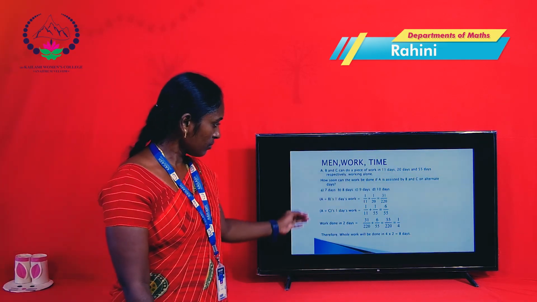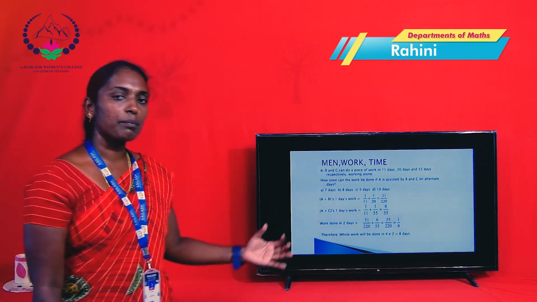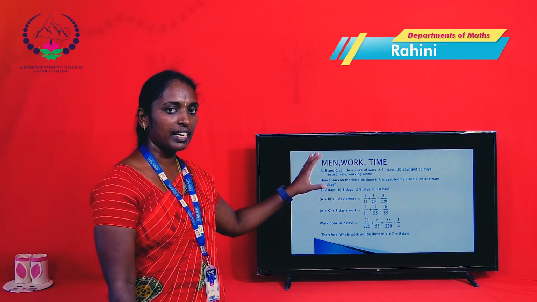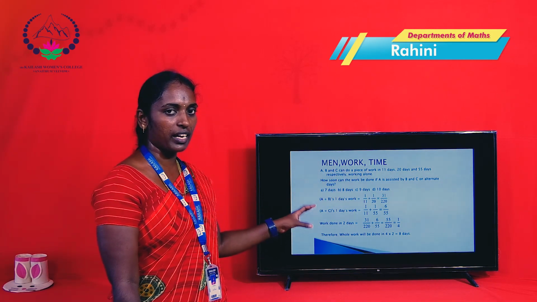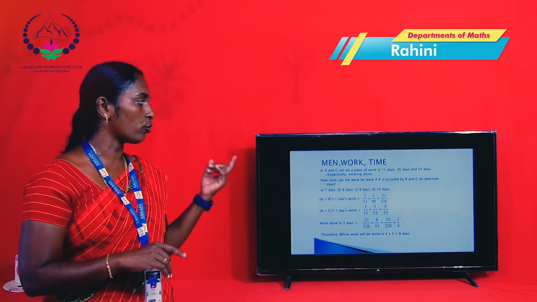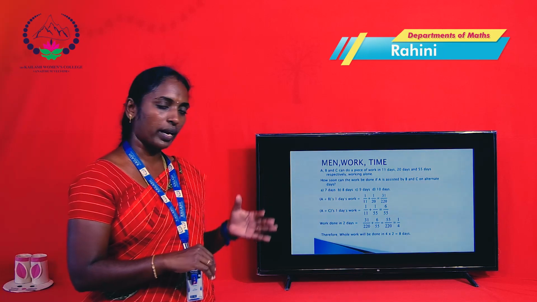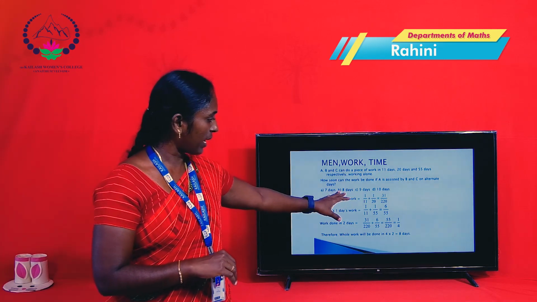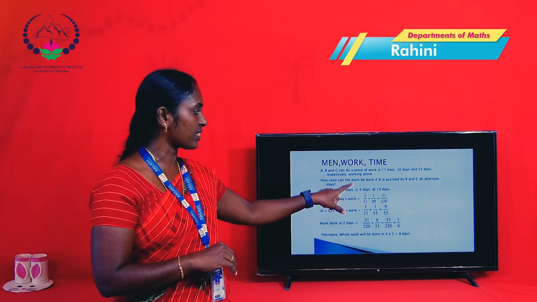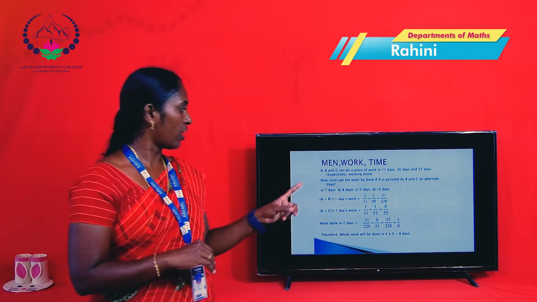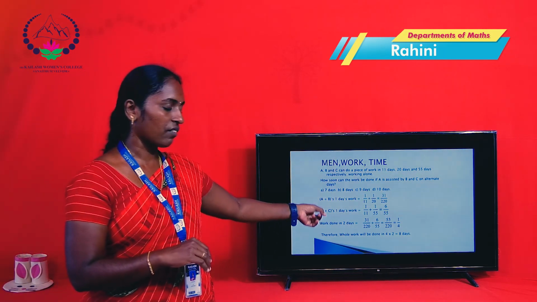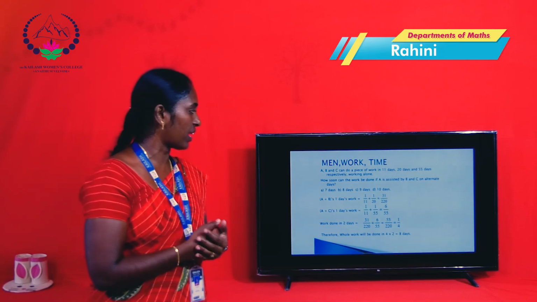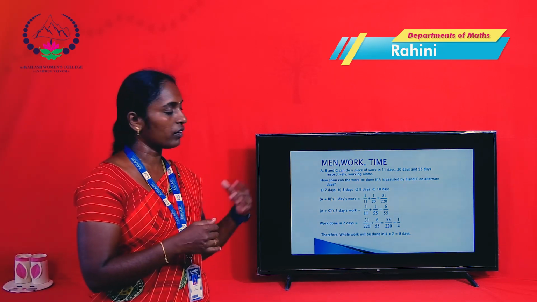So next, let us see some examples. The first problem is: A, B, C can do a piece of work in 11 days, 20 days and 55 days respectively, working alone. How soon can the work be done if A is assisted by B and C on alternate days? The options given are A 7 days, B 8 days, C 9 days and D 10 days. So first of all, here we have A, B and C working alone.